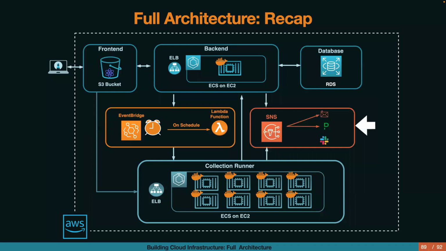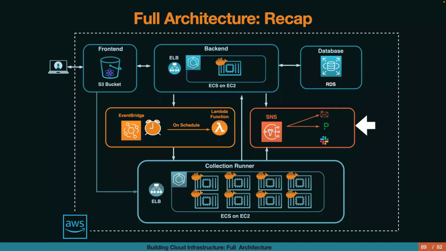And finally, notification is implemented with SNS. When creating a schedule, the backend also communicates with the SNS to create topic and subscribers. When some of the tests fail during execution, collection runner publishes a message on the topic and the users are notified of the failure. This completes the architecture of Scopos.